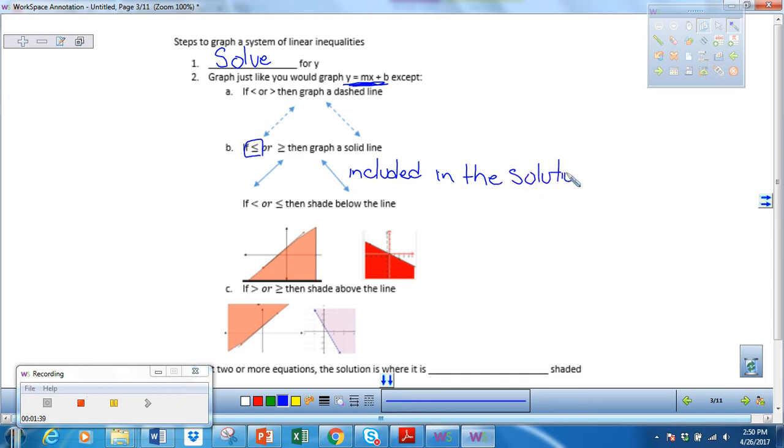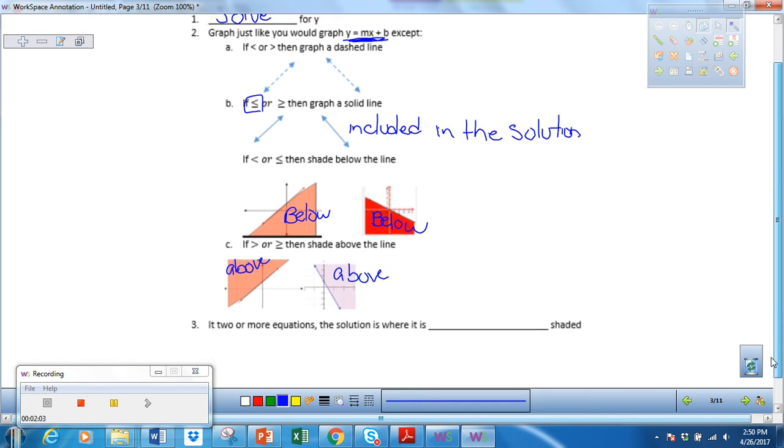Then what we found is that if it's less than or less than or equal to, we're going to shade below the line. If it's greater than or greater than or equal to, we're going to shade above. And again, these are in your notes. And I will show you how to do this on your calculator as well. I want you to do it by hand, and then maybe tomorrow we'll go over how to do it on the calculator.